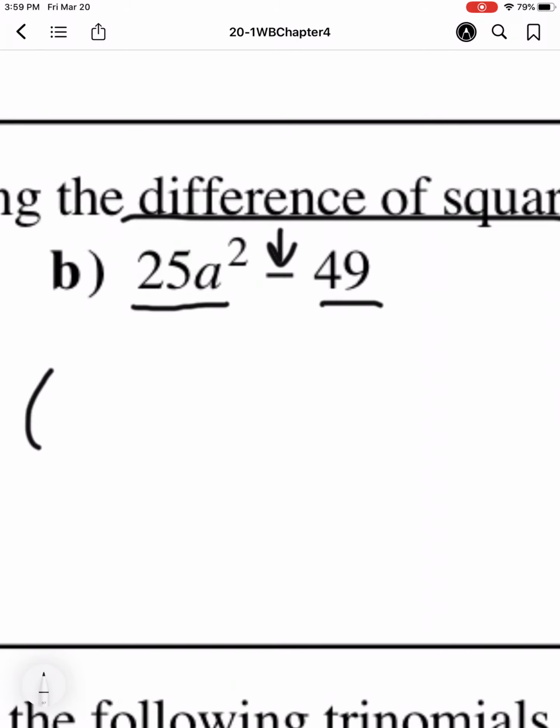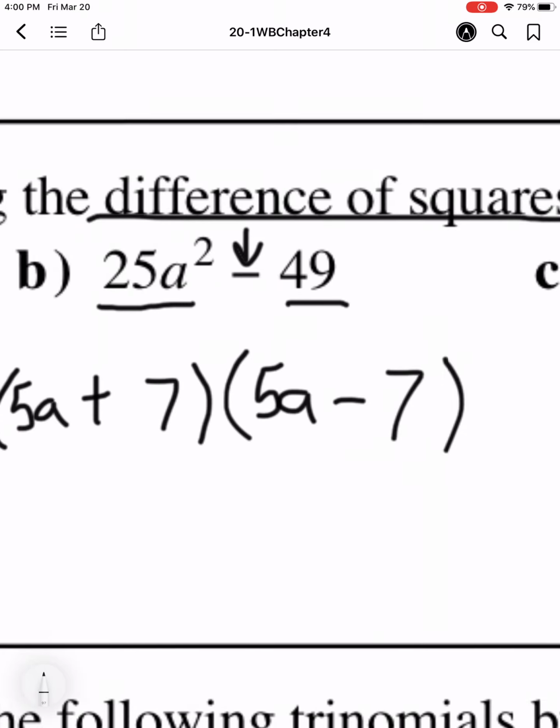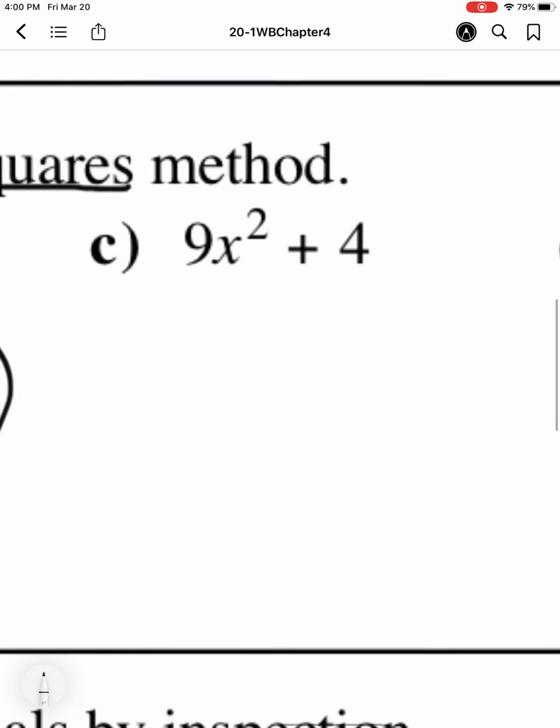So we set up two sets of brackets. Put a positive sign and a negative sign in there. Square root the front one, which is 5a. And square root the back one, which is 7. So then our answer is 5a plus 7 and 5a minus 7. This is how we factor. Remember, we're building skills for the next chunk.